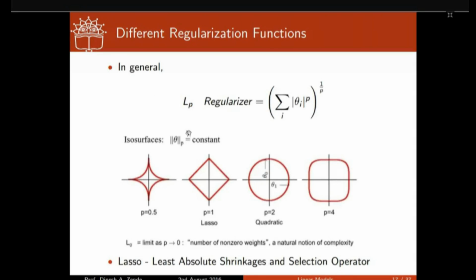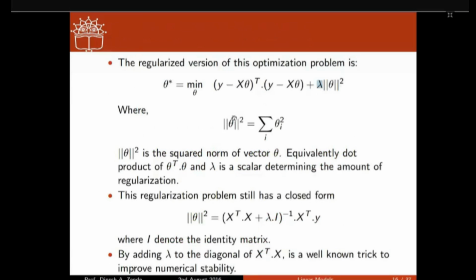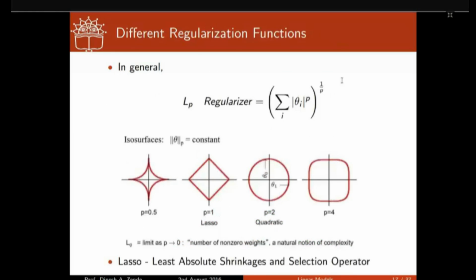Now you can see the Lp regularization. Here we have the squared norm. Instead of this, now we have the p norms. You have theta i raised to p, then the sum of that, and we take again the inverse of that power.